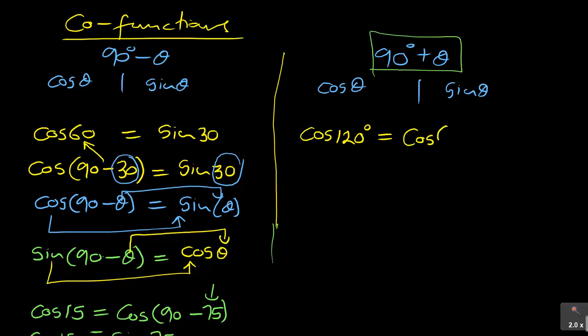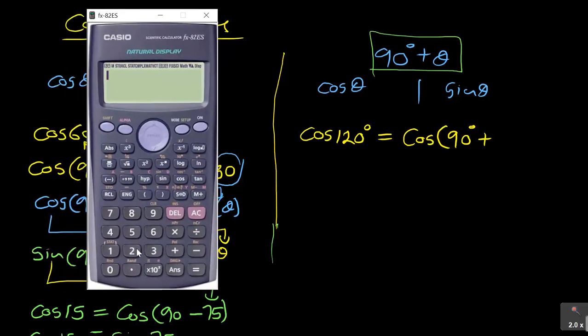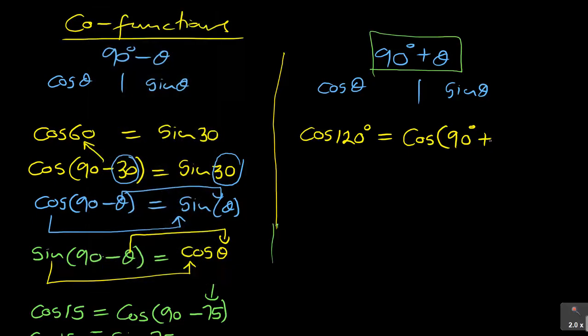So with that, I'm going to have cos 90 plus. I ask myself what number must I add to 90 to get 120, and the number that I'm getting must be 30 degrees. So it's 120 minus 90, subtract the two numbers, it will give you that number. So it's 30 degrees that I need to add. So cos 120 is equal to cos 90 plus 30.